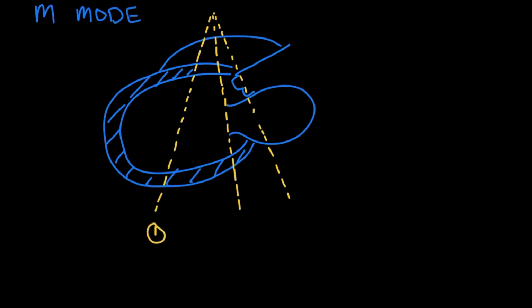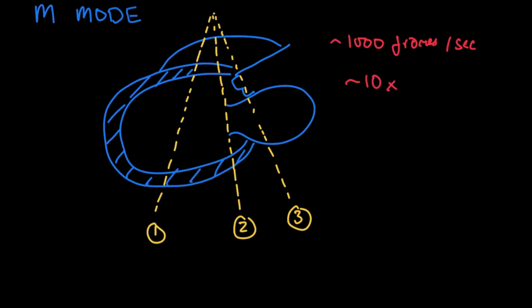1, 2, 3. The benefit, or the reason we use M mode, is that because you're just looking at a line rather than a whole 2D picture, there is better temporal resolution. And so with M mode, you can get about 1,000 frames per second, which is about 10 times what you would get with your traditional 2D echocardiography. So you're just looking at a line, and you can see the timing of events along that line about 10 times better. So what do you see along these lines?